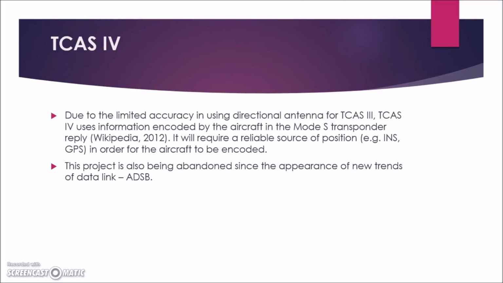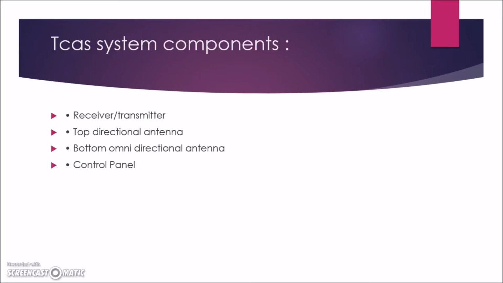TCAS 4: due to the limited accuracy of the directional antenna used for TCAS 3, TCAS 4 uses information encoded by the aircraft in the mode S transponder reply. It will require reliable sources of position, such as GPS, in order for the aircraft to be encoded. This project has also been abandoned since the appearance of the new trend of data link.